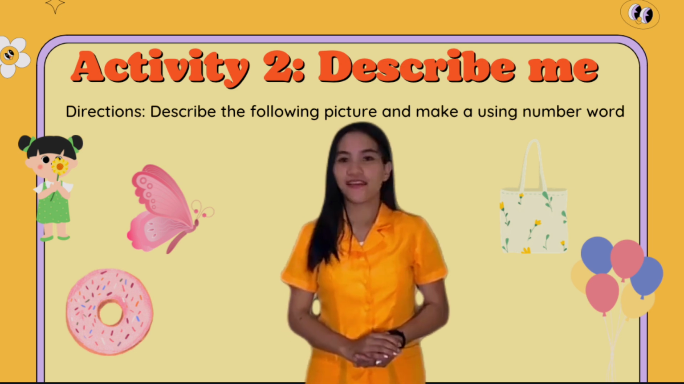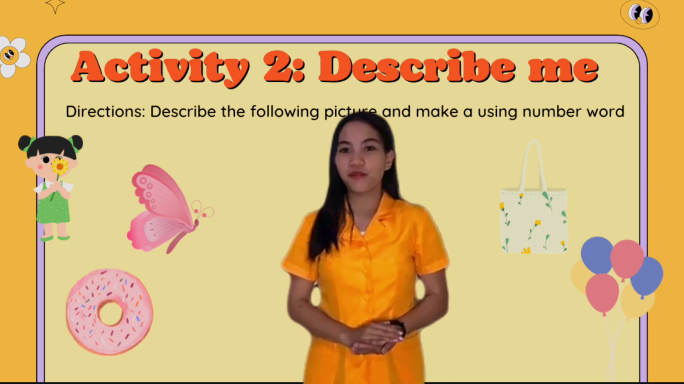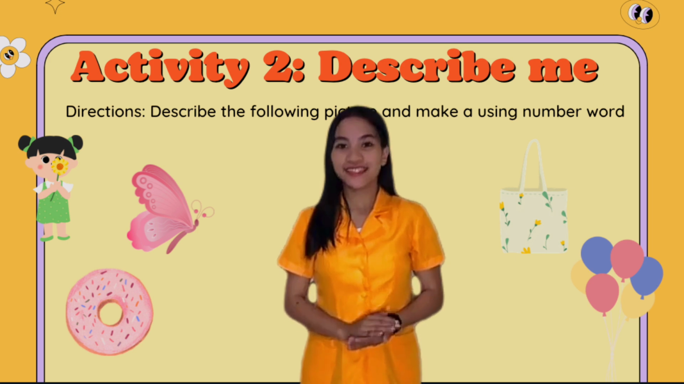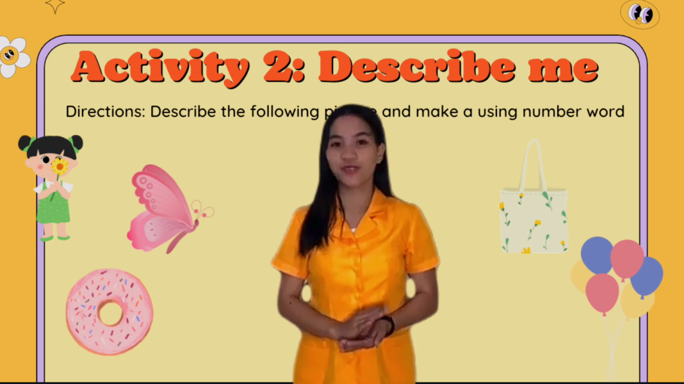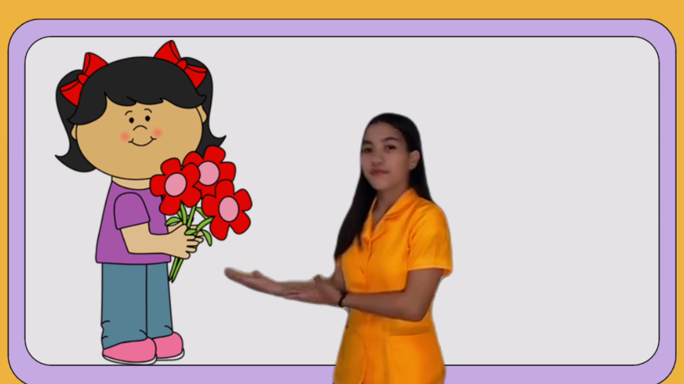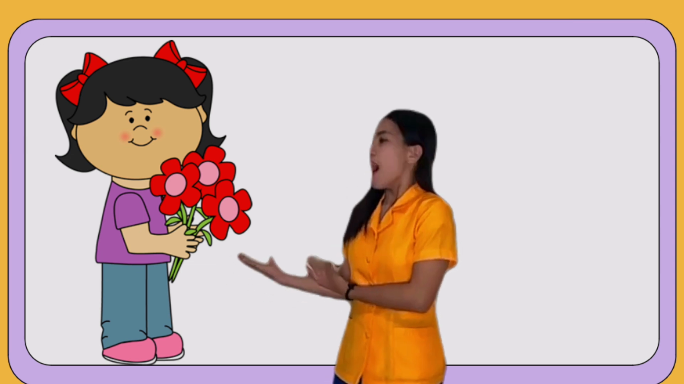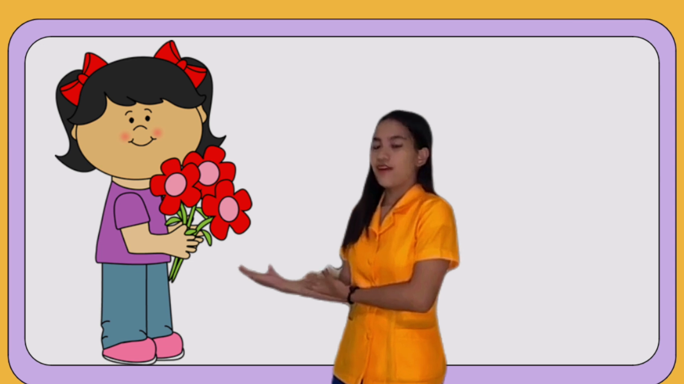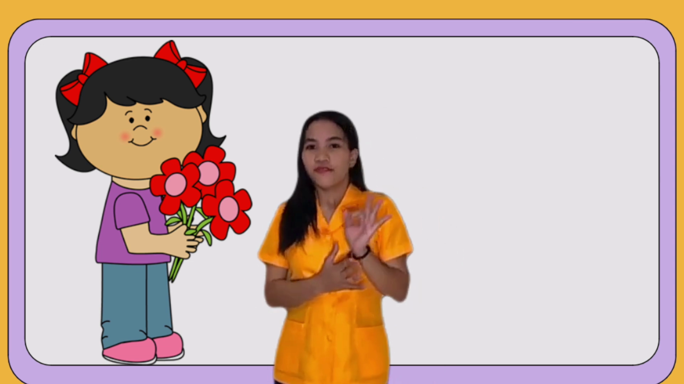Thanks, Teacher Kai. Now, may we proceed to the next activity, which is Activity 2 entitled Describe Me, Choose It. So, here's the direction. Describe the following picture using number words. Do you understand, children? Okay, good to hear. So, here's the first picture. How many flowers is the girl holding? Okay, there are 3 flowers.